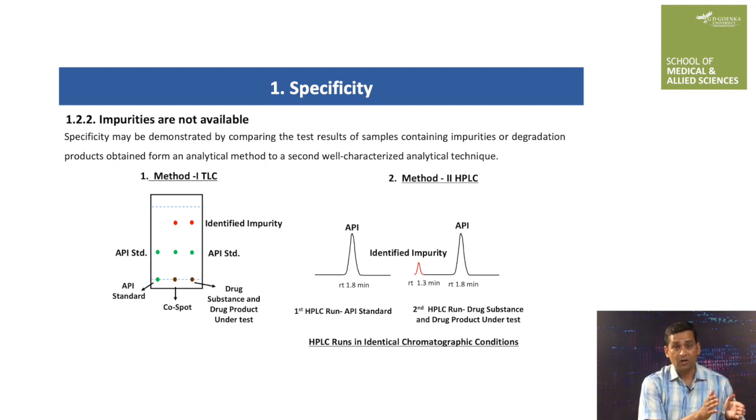Here the TLC spot and HPLC peak of the API are well separated from the TLC spot and HPLC peak of the impurity. Moreover, the HPLC peak of API is prominent as compared to the impurity peak. Here both of the independent analytical methods confirm the presence of the impurity. This is the way by which we can show the specificity of analytical procedures when impurities are not available.